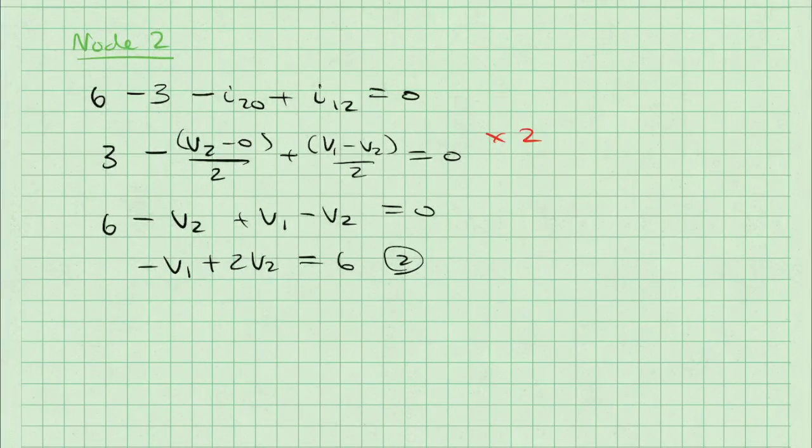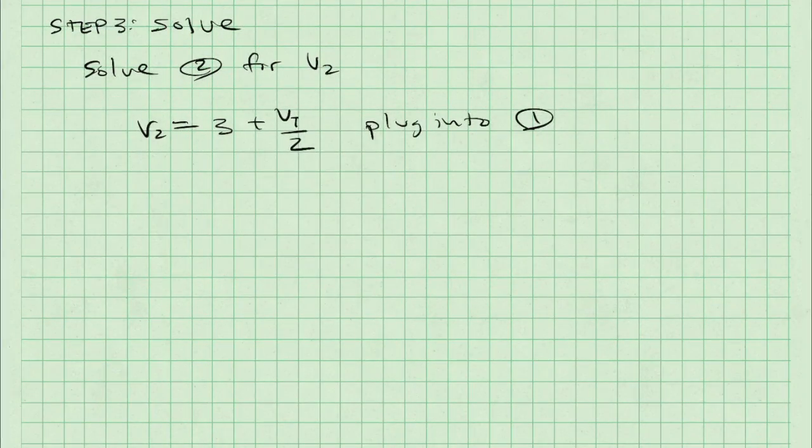The third step is to solve. Let's do it algebraically by solving equation 2 for V2. V2 is equal to 3 plus V1 over 2. I'm going to plug this into equation 1. When I do so, I get 3V1 minus, in parentheses, 3 plus V1 over 2. This expression is equal to 6.